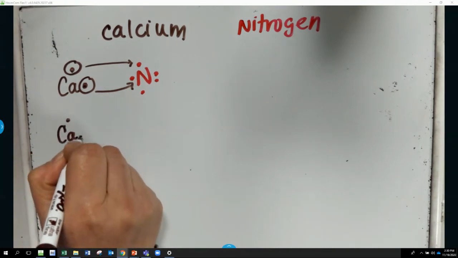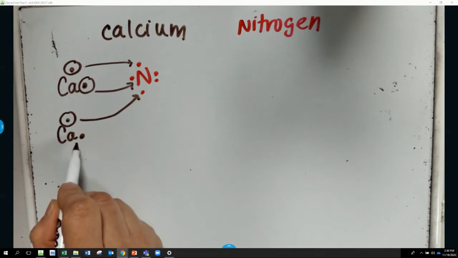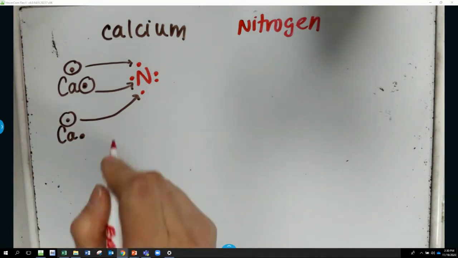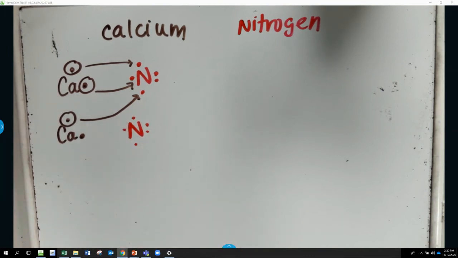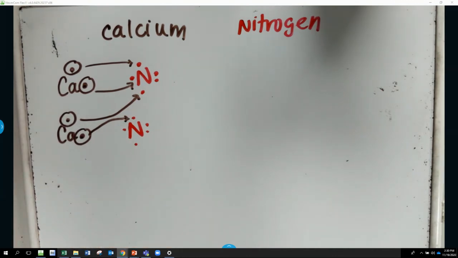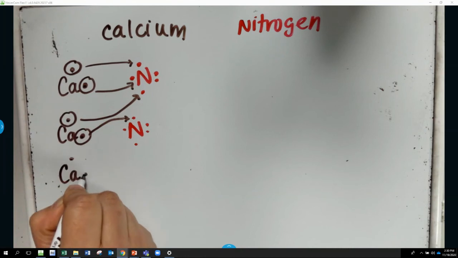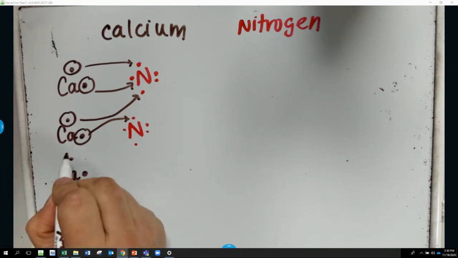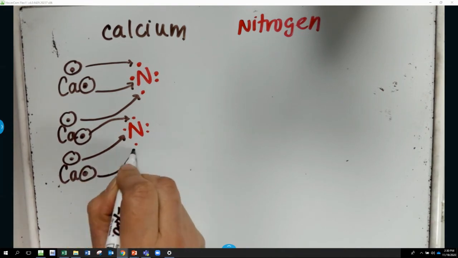So let's add another calcium. This calcium can give one of its electrons right there. But it still has 1. So what do we do? We add another nitrogen. So you can go right there. But we still have 2 spots for electrons. So we'll add another calcium. And that one can add one here. And this one can add one here.